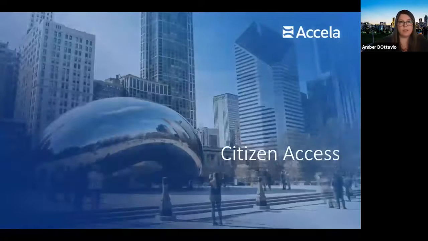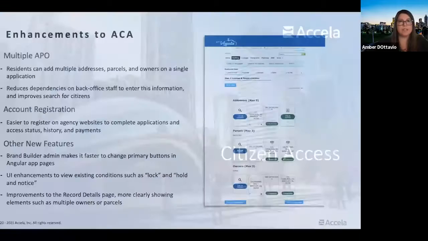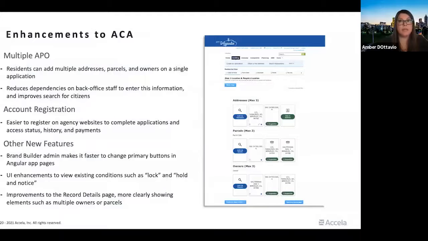Now let's move on to our updates for Accela Citizen Access. For Accela Citizen Access, we have some big changes, including the highly anticipated multiple APO functionality and a streamlined account registration process. Now, both are the first product features built using a new technology stack and Accela's Oxygen design system. These features highlight an improved user experience that will eventually be available throughout the entire product.